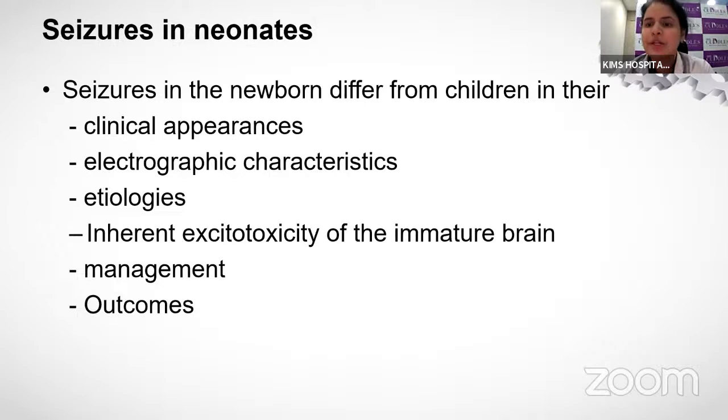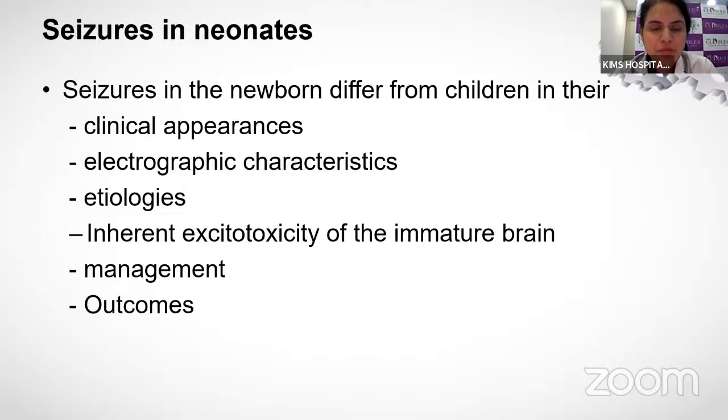Seizures in the newborn generally differ from seizures in children and adults, not only by their clinical appearances. For example, subtle seizures are prevalent in the neonatal age group and can account for close to 50% of all neonatal seizures, but these are generally not described in the pediatric and adult age group. Neonatal seizures also differ from pediatric or adult seizures in terms of their electrographic characteristics.